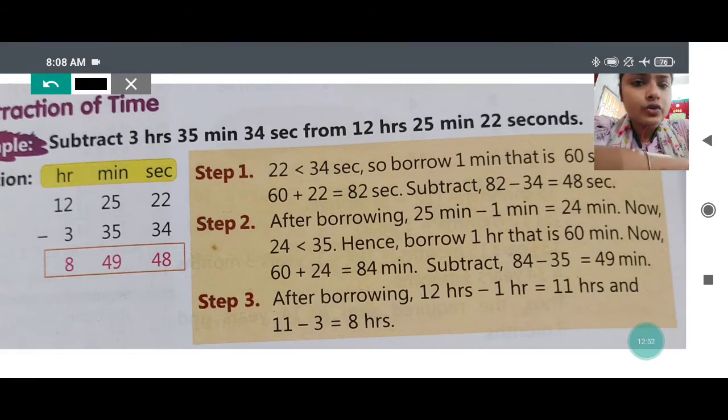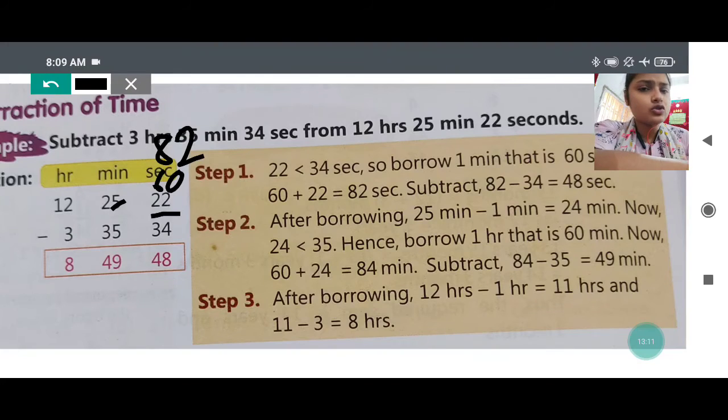You are seeing that here it is 22 given and the downside it is 34 given. We know this 22 is lesser than 34. What we will do now? First you take carry only here. You add 60 with this 22 and you will get 82. Now 2 minus 4 is not possible. It will become 12 and 12 minus 4 will be 8. Here it is 7. 7 minus 3 you will get 4.